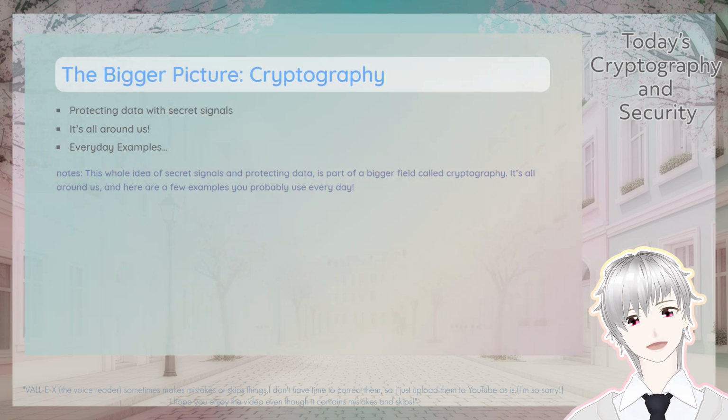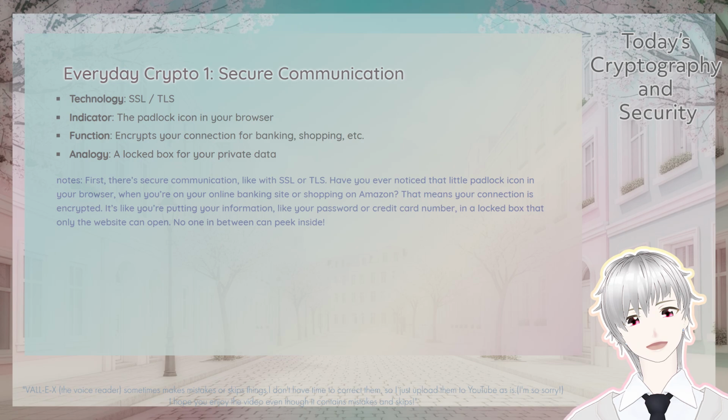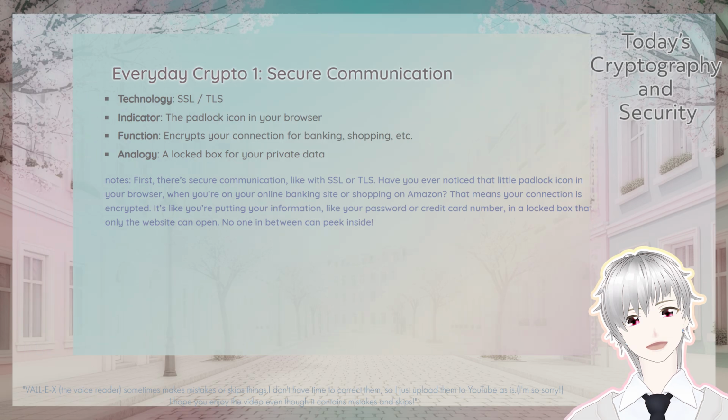This whole idea of secret signals and protecting data is part of a bigger field called cryptography. It's all around us. And here are a few examples you probably use every day. First, there's secure communication, like with cellular calls. Have you ever noticed that little padlock icon in your browser when you're on your online banking site or shopping on Amazon? That means your connection is encrypted. It's like you're putting your information, like your password or credit card number, in a lockbox that only the website can open. No one in between can peek inside.